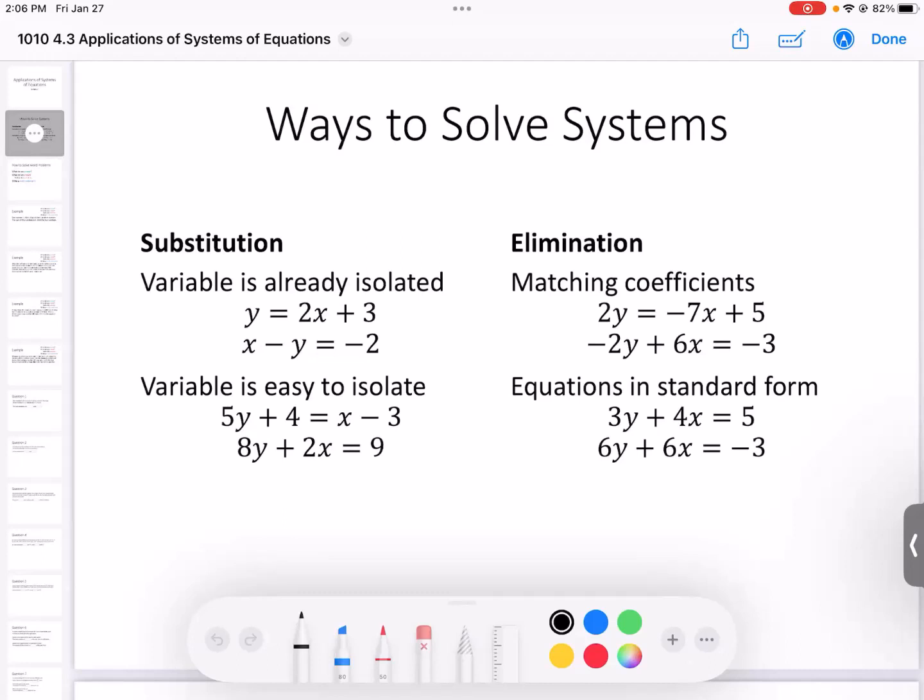Yep. It's also called the addition method, I guess, because you add the equations together, but I'd never heard it called that until I read this textbook. So it's more commonly called elimination, I think.